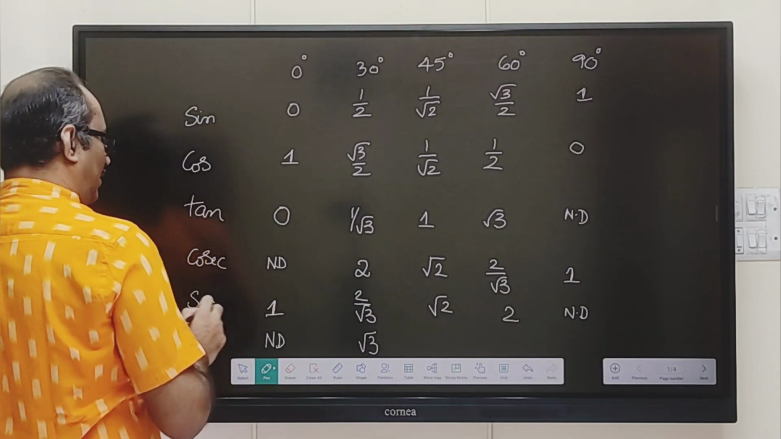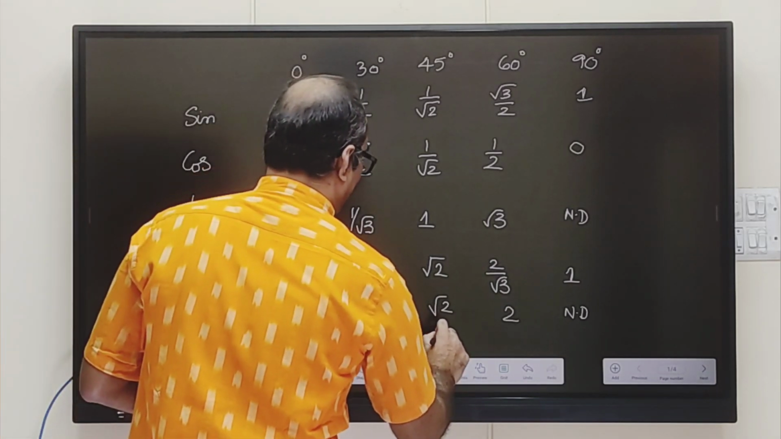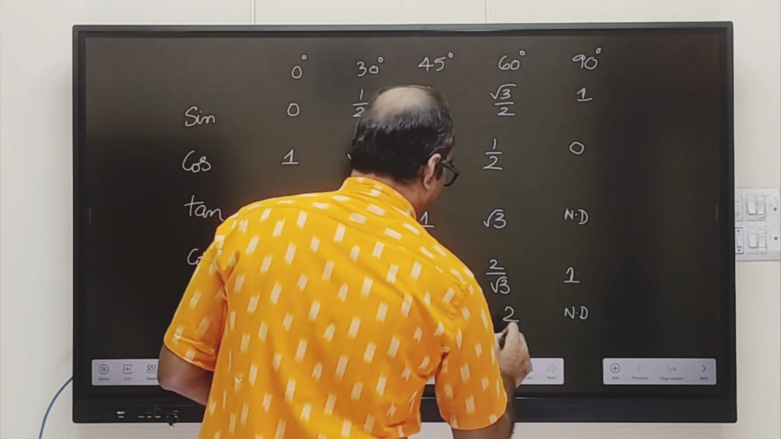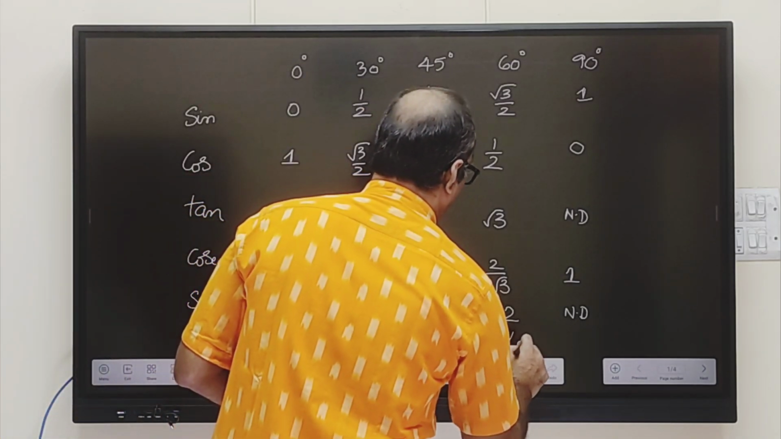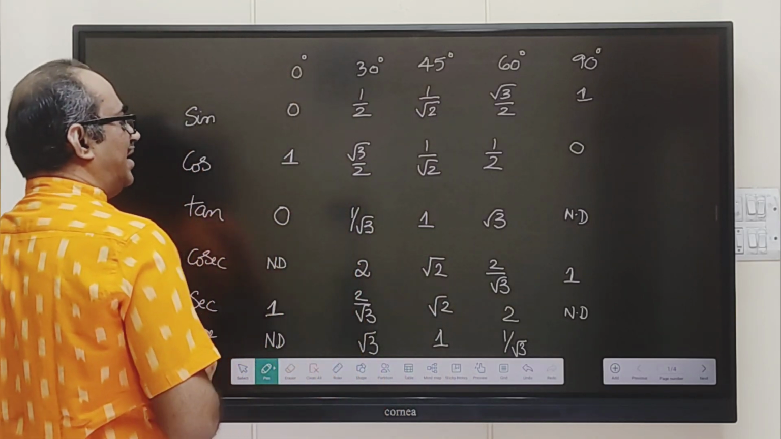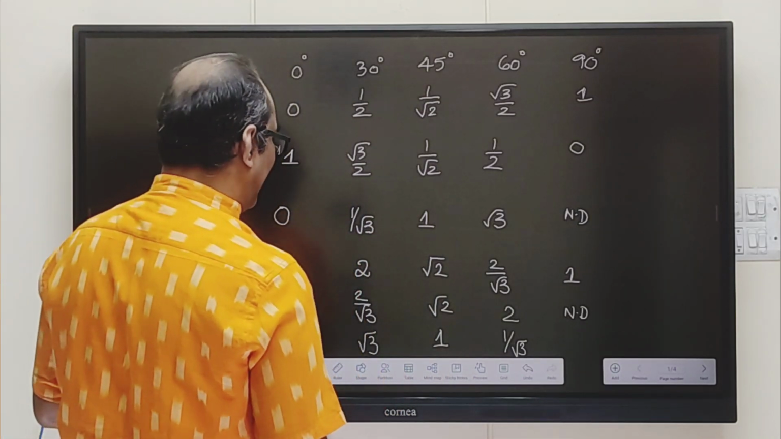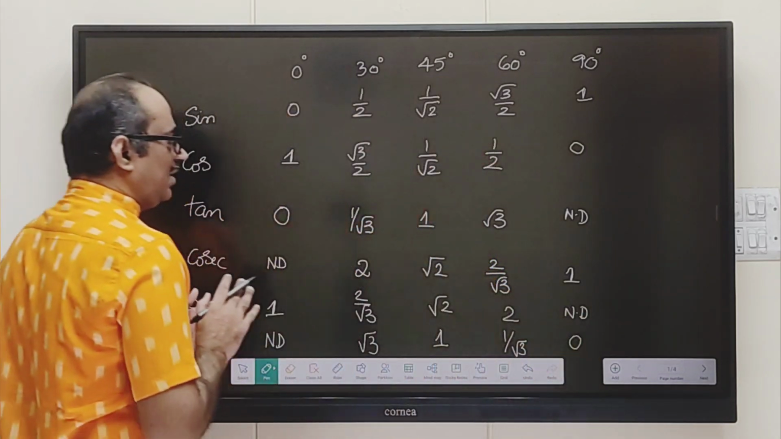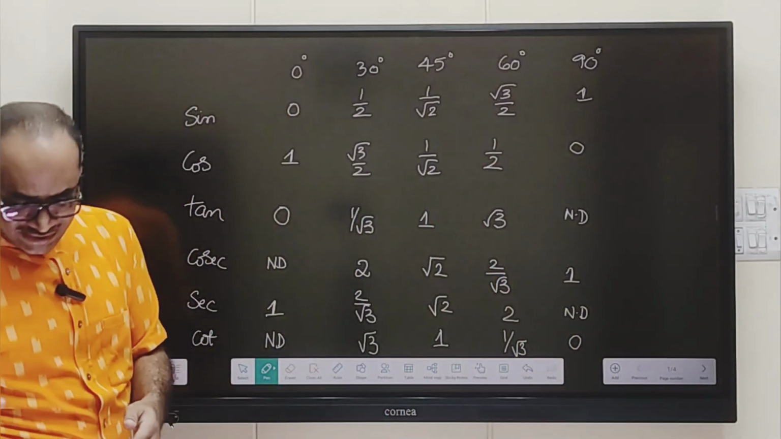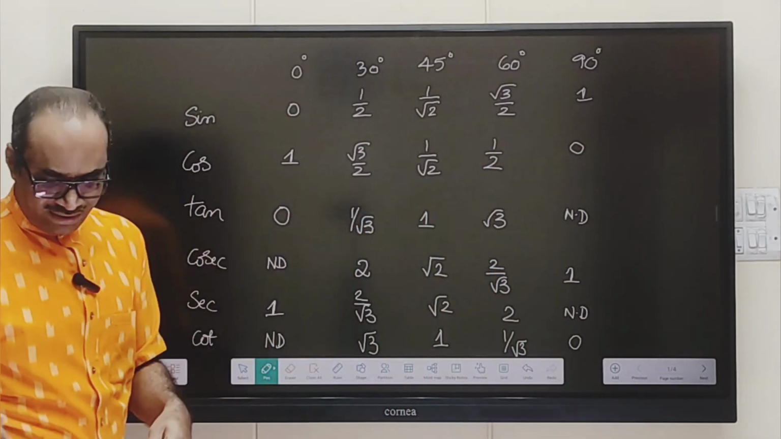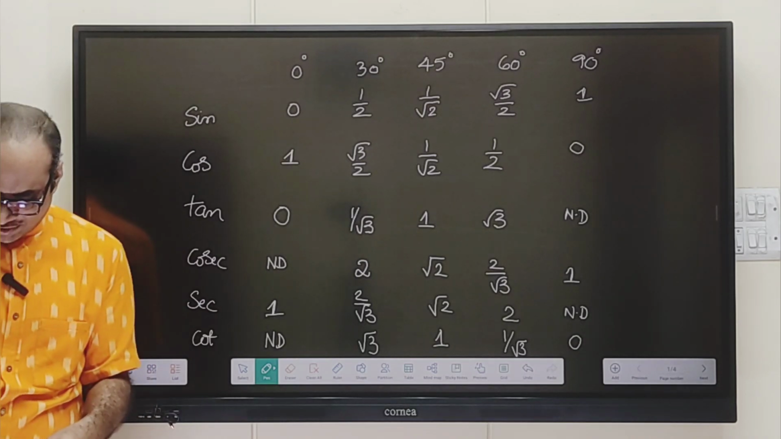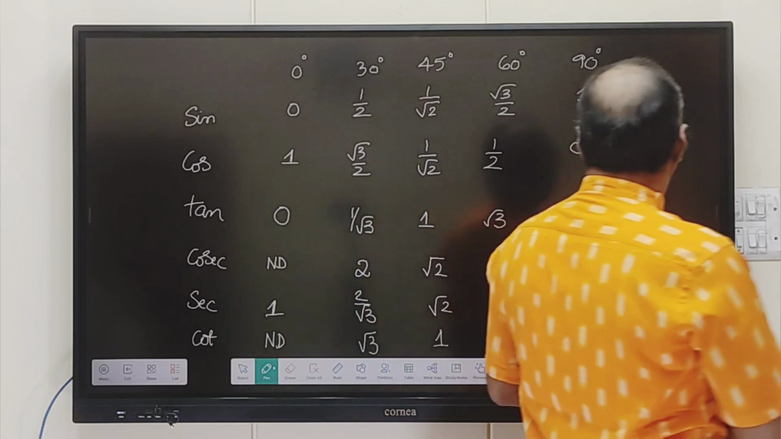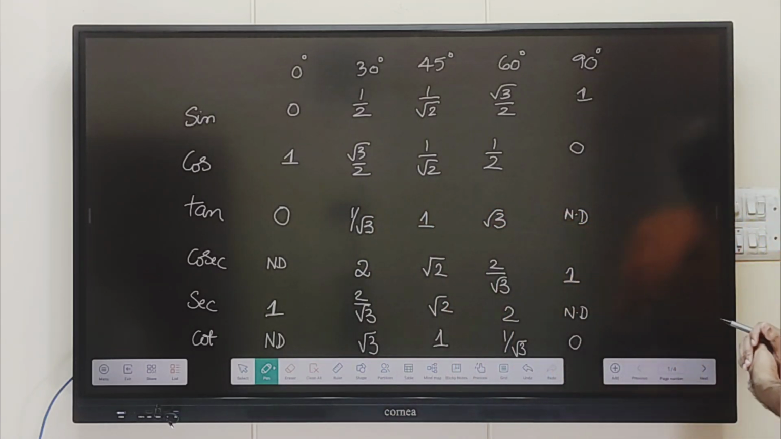Then we have cot 45 degrees, which is equal to 1. And then we have cot 60, which is 1 by root 3. And then we have cot 90, that is cos 90 divided by sine 90. That is nothing but 0. So these are your trigonometric ratios. This is the table you have to remember so that you can solve the questions related to trigonometric ratios of specific angles.